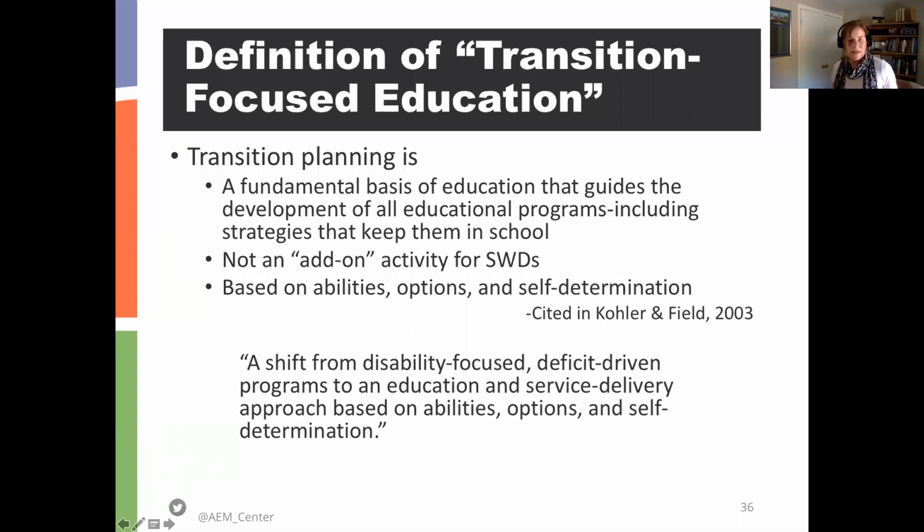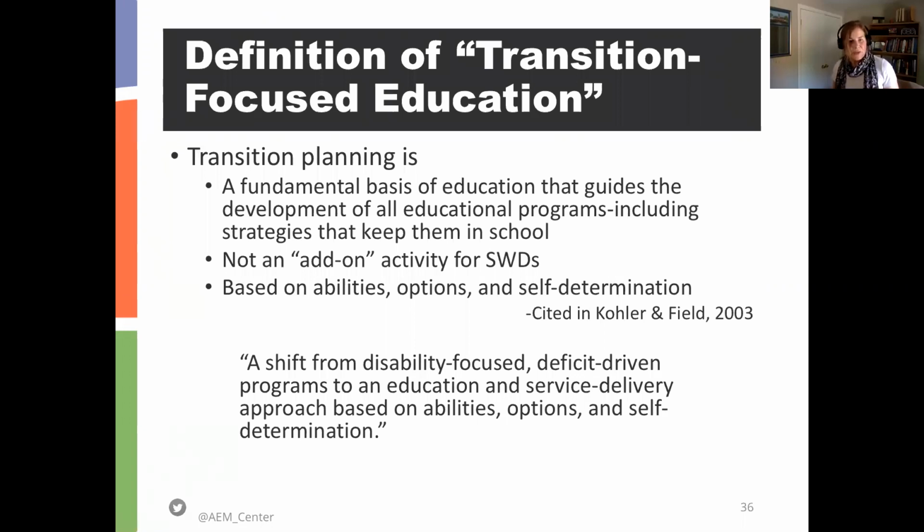In this definition, transition planning is a fundamental basis of education. It guides the development of all educational programs, including strategies that keep students in school. So it's a retention strategy. It's not an add-on activity for students with disabilities. It's not something that happens on the side or even parallel. It's actually embedded in their programming, and it's based on abilities, options, and self-determination, which is a little bit different than the floor definition of transition.